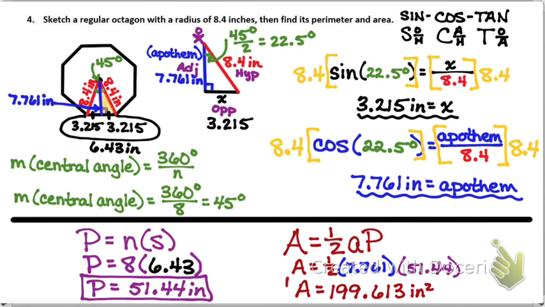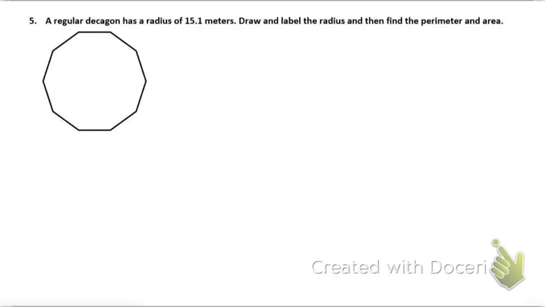So that finishes up our second problem, problem number 4. We're going to go ahead and move on to problem number 5 next. Problem number 5 says we have a regular decagon, and it's drawn here for you. If you carefully count those sides, you will discover that a decagon has 10 sides. So our n value for this is 10, and it has a radius of 5.1 meters. Draw and label the radius, and then find the perimeter and the area.